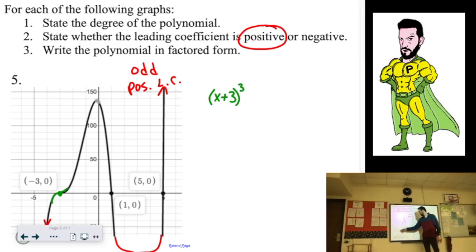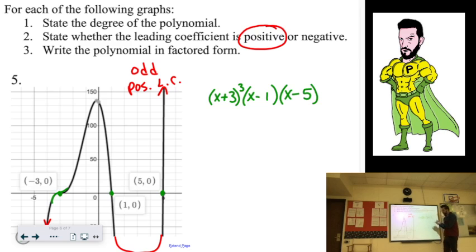That handles that 0. Comes up here, then it cruises down here, and it crosses at +1, and it just crosses through. So that means it has a multiplicity of 1. So we'll say x minus 1. And then it just crosses through at +5. So that would show up as x minus 5. So here's the equation in factored form.